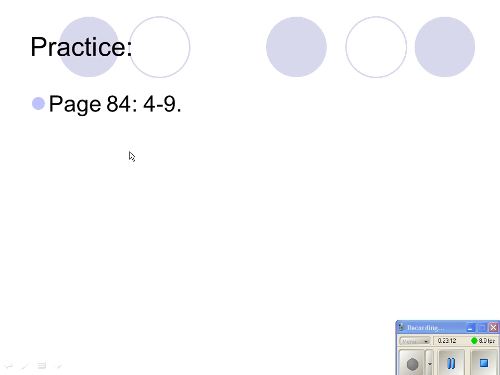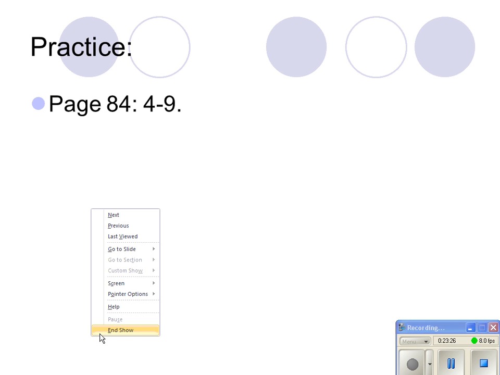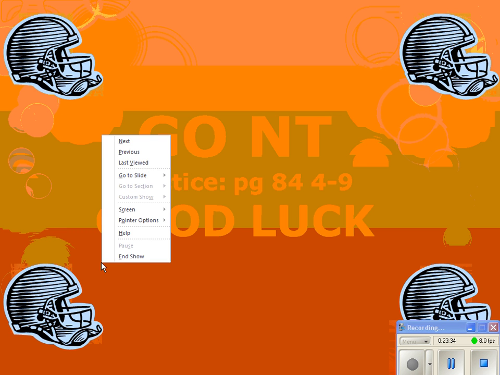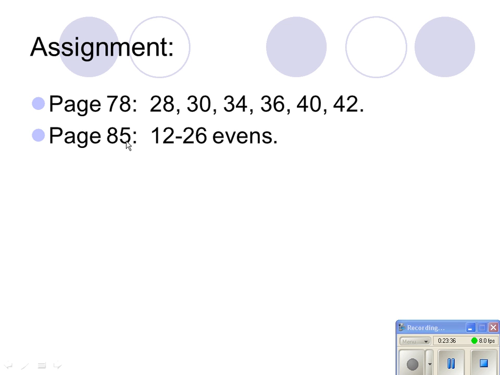All right, on this practice, page 84, problems 4 through 9. Try them. I'll walk around and help you as you're trying them, and then we'll probably go over them. The assignment's on page 78. That was part of the assignment last time too, was on page 78. There's some new problems off 78 and page 85.